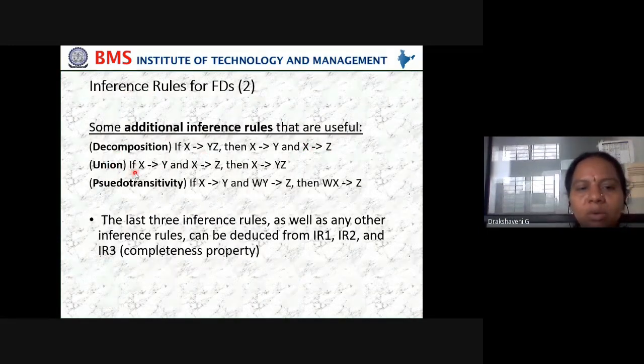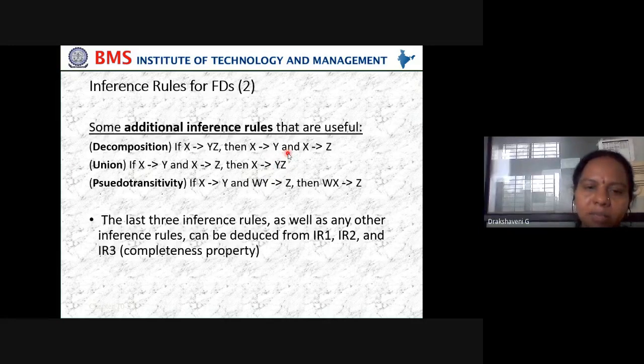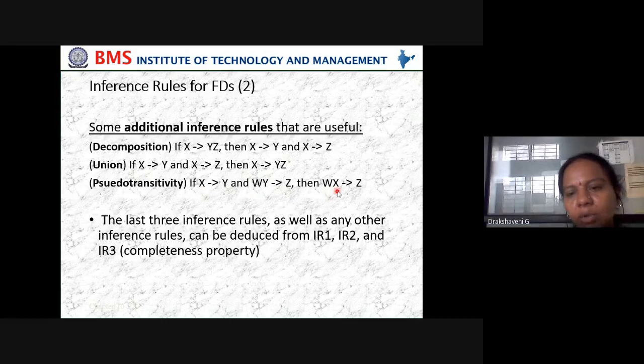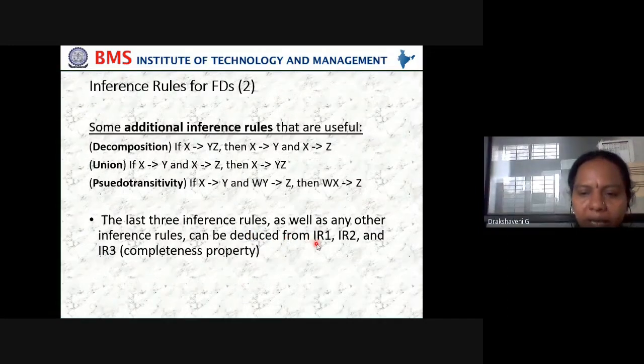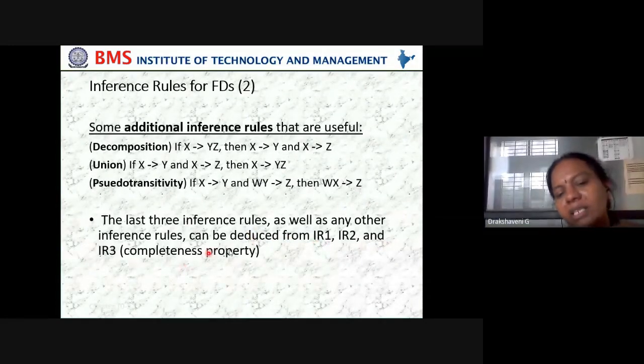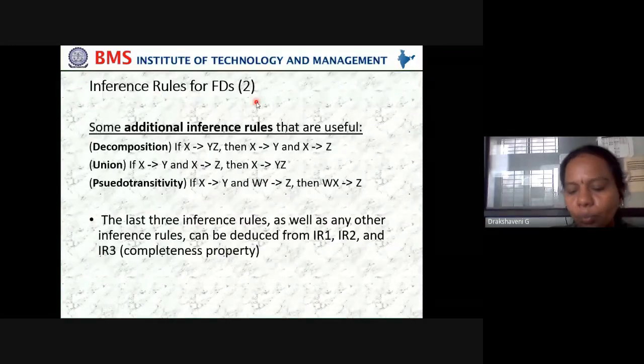In the same way, union. If X is functionally dependent on Y and X is functionally dependent on Z, then I can say X is functionally dependent on Y and Z. Then pseudo-transitivity. If X tends to Y and WY tends to Z, then we say WX tends to Z. The last 3 inference rules, as well as any other inference rules, can be deduced from IR1, IR2 and IR3. That is the completeness property.